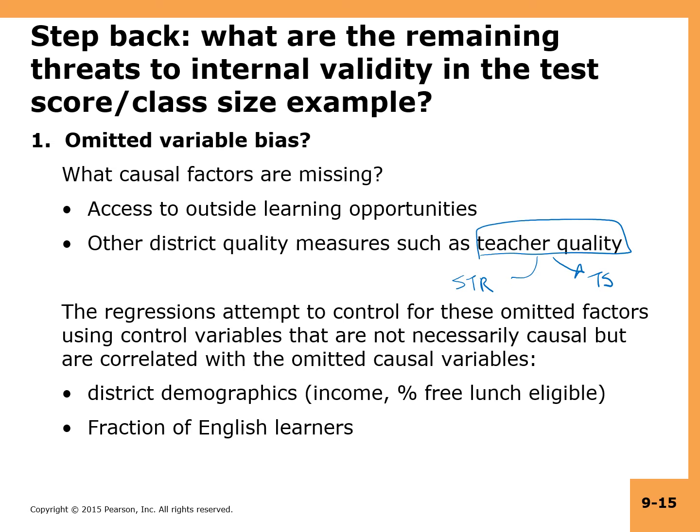In order to control for these omitted factors, we have included some demographic measures as well as district characteristics such as district income and percentage of students eligible for free or reduced price lunch. These control variables don't necessarily have to have a causal meaning, but they need to be correlated with the omitted factor or factors that we think are omitted from the regression model.